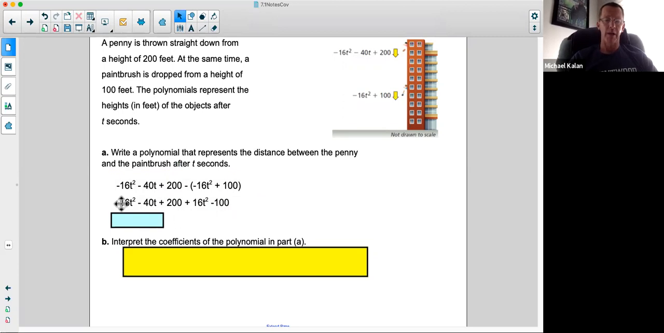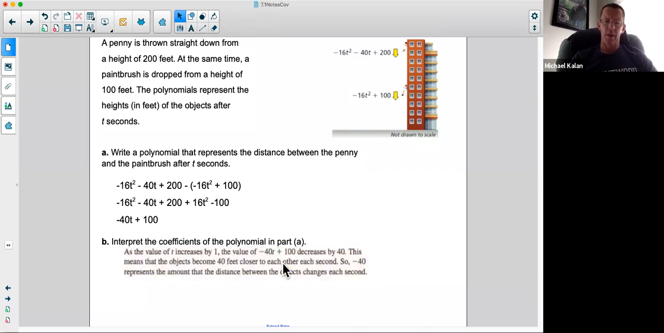Combine your like terms. Oh, look at that. The t squared terms do what? They say adios, arrivederci, and they disappear, right? They're opposites. And so what am I left with? Negative 40t plus 100.